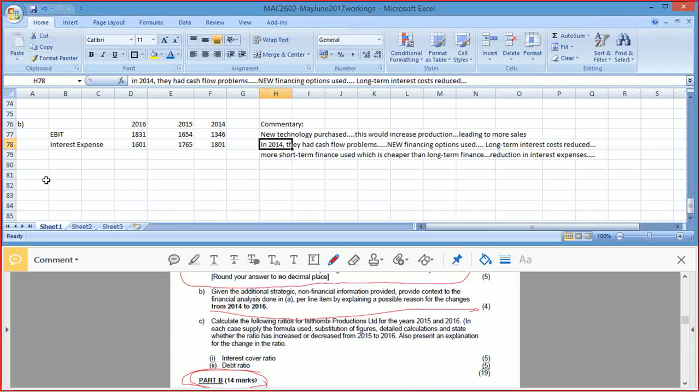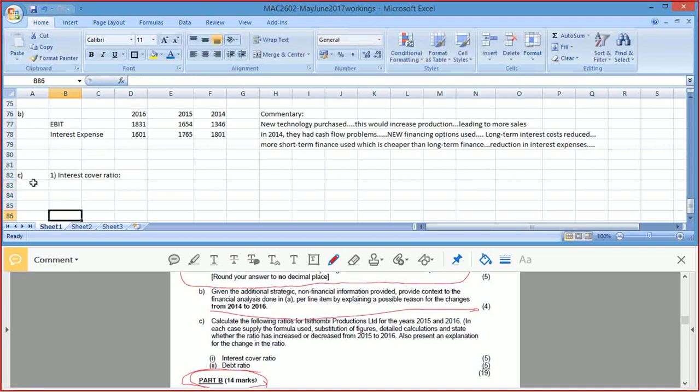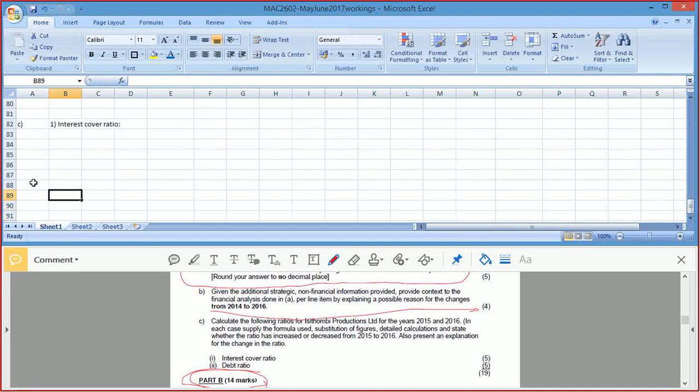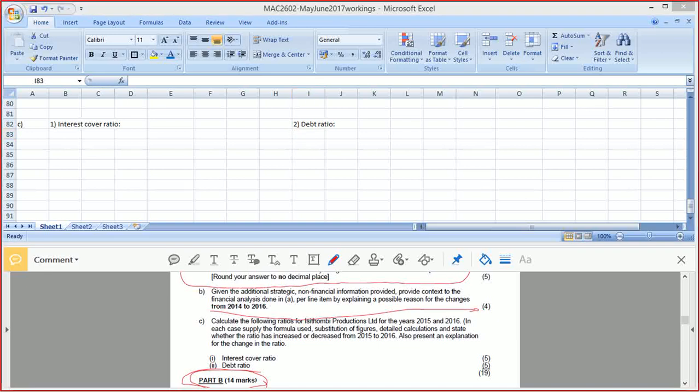Then you've got part C, which is your ratio analysis. See, this is where you need your equations. Okay, so number 1 they want is interest cover, and then they want the debt ratio. So here, this is where I go to my textbook and I get those formulas. Okay, ratio analysis. Where's my formula?